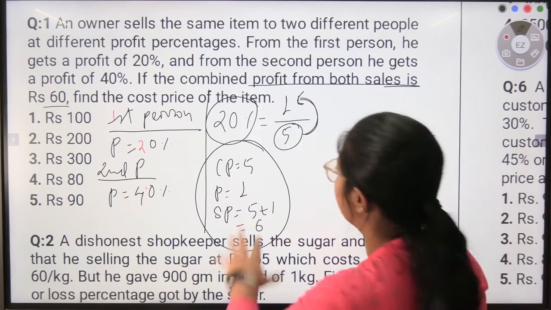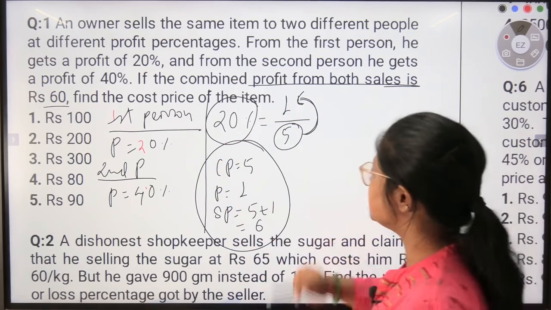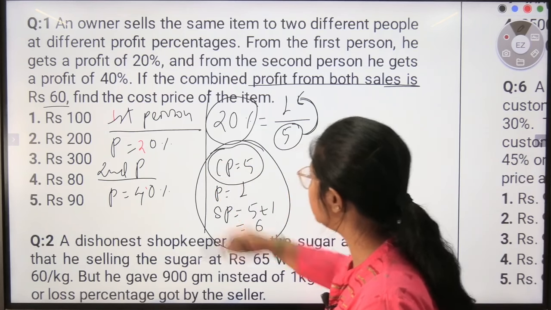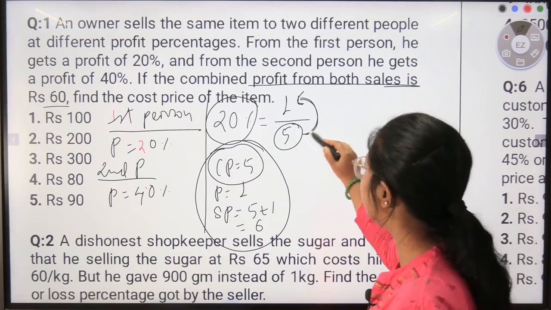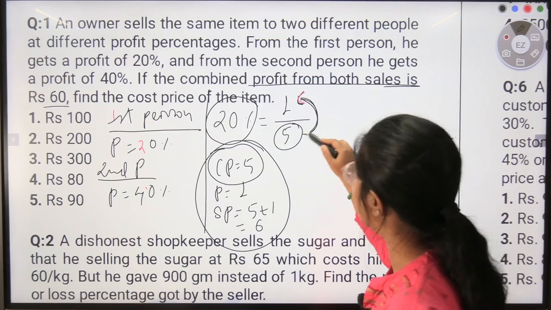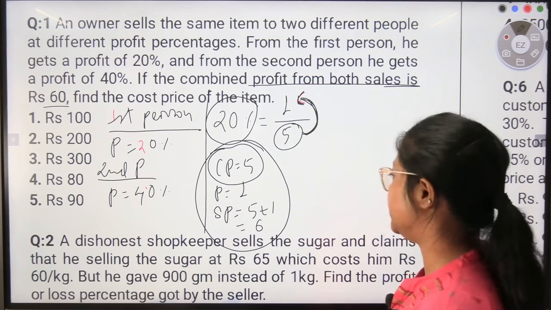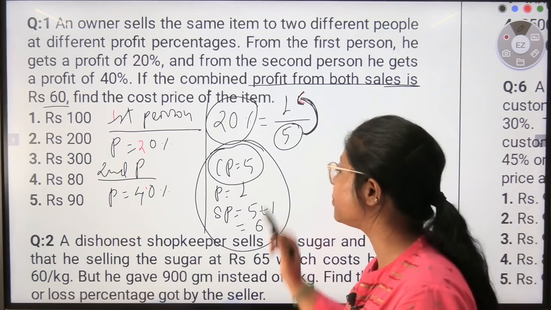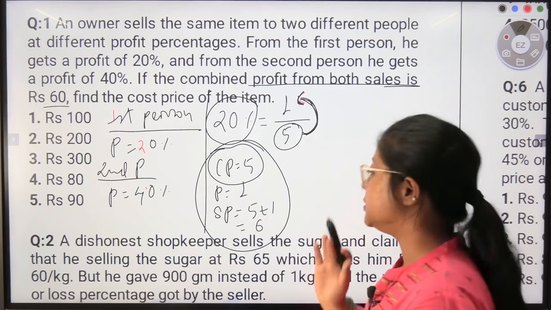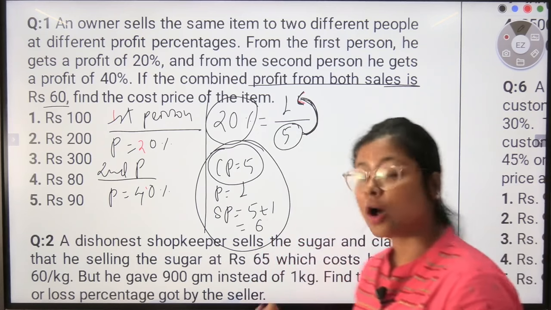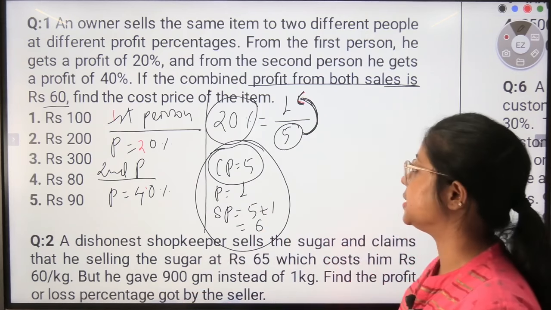How? We know that 20% is equal to 1 by 5. I know this. So if I consider my CP to be my denominator, that means if my CP is 5, I am getting profit as the value of the numerator. My numerator is 1, that means my profit is 1. If my CP was 5, then my SP would be 5 plus 1, 6. So for the first person, SP is 6.